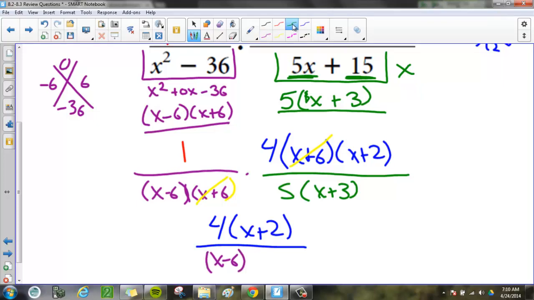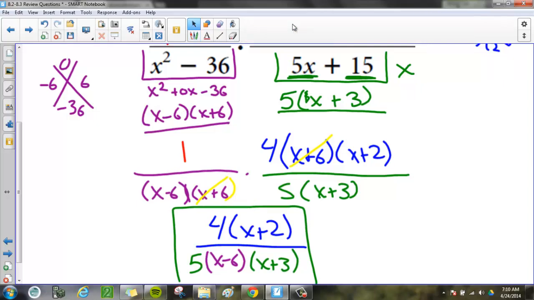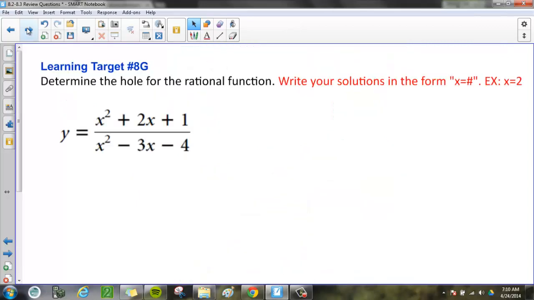Oh, don't forget about our 5. I'll put the 5 out in front like this, x plus 3. There we go. There's your final solution for this one. Okay, this is going well. Hopefully I haven't made a mistake yet. We're kind of flying through this. Going on to this next one.